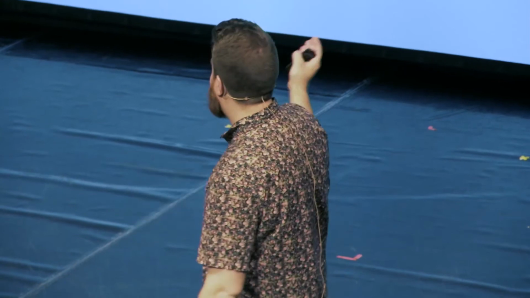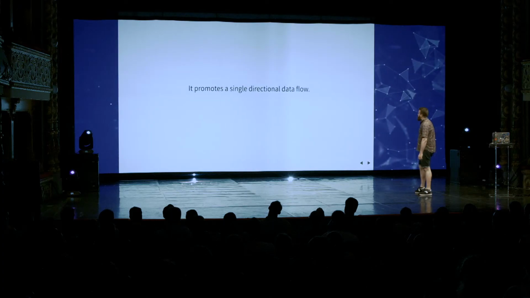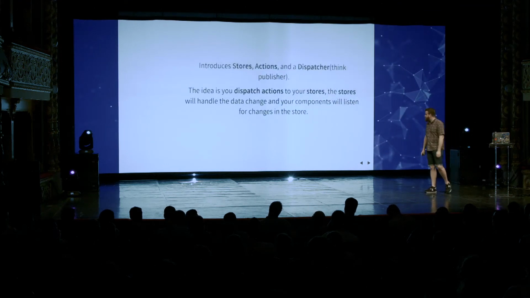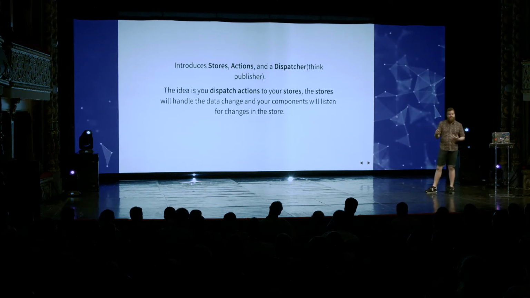One thing I really want to point out is that although Flux is famously used with React a lot, Flux can be used with anything. The example I'm going to show you, another amazing example, will actually have no React in it at all. So it promotes this idea of a single directional data flow. The idea is that we're going to dispatch actions to stores.